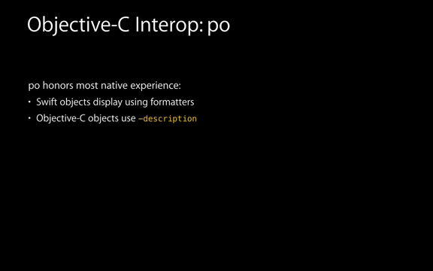po is in a way similar to the expression command, but once you get the result of your expression, it goes back to that most native experience that the variable view lives by. Swift objects will display using data formatters. Objective-C objects will display using their description method, much like they did before Xcode 6. That can get funny real quick.